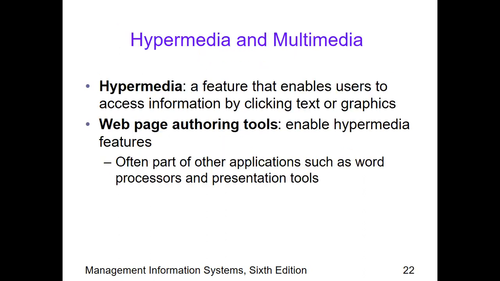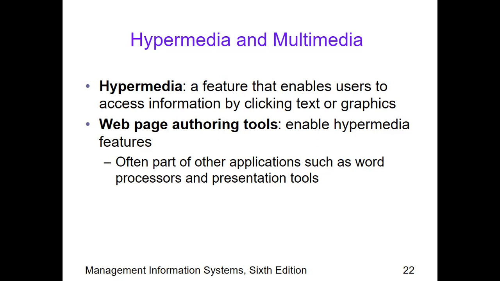Then hypermedia. This is a feature that enables users to access information by clicking text or graphics. For example, if we just have to click a certain picture, then we will be forwarded to certain information contained in a certain area, or we'll be able to access such a particular file or information. Web page authoring tools enable hypermedia features. This is often part of other applications such as word processors and presentation tools. So we can make documents that can be linked to other parts.